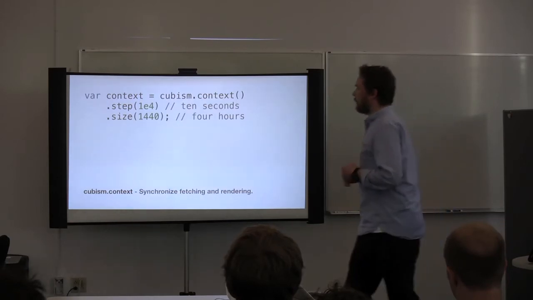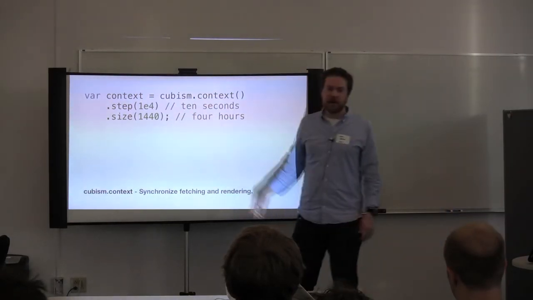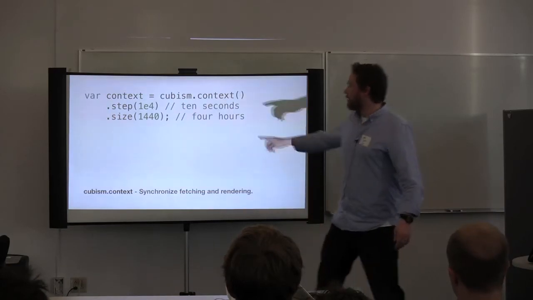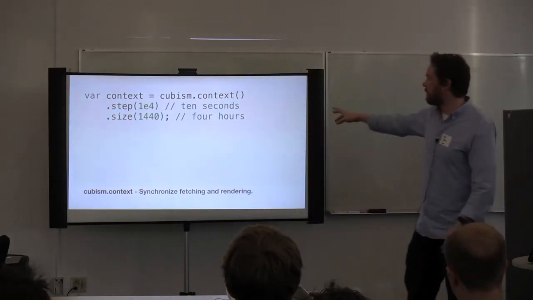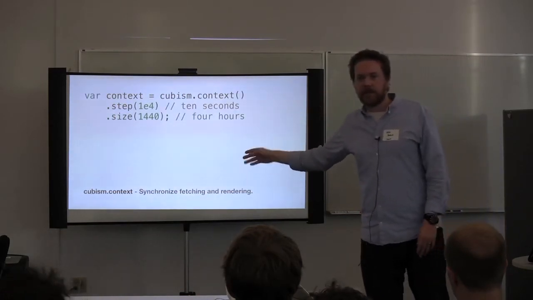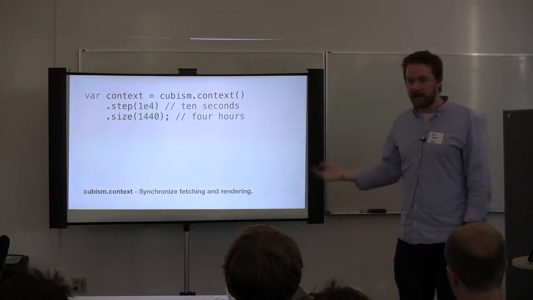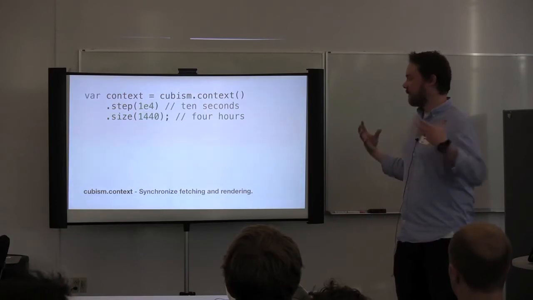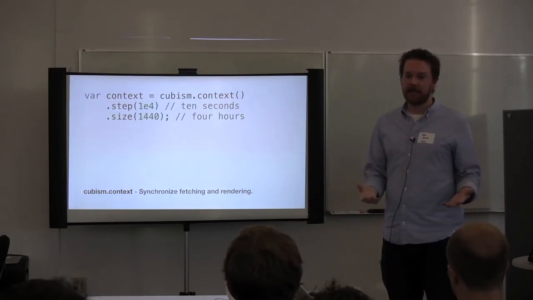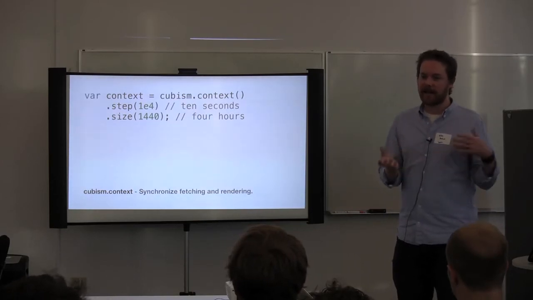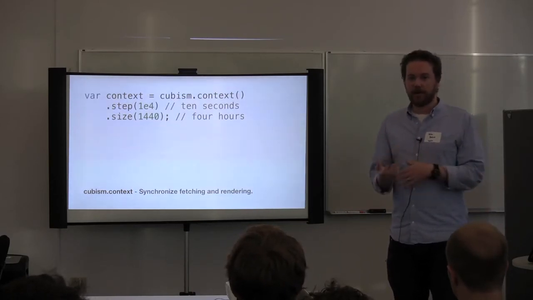Cubism is a little different. You still say that your chart is, in this case, 1440 pixels wide, but you actually specify what you want the resolution of each pixel to be. So in this case, I've said 10,000, which is 10 seconds in milliseconds. And the reason for that is that it sets the optimal resolution for how you're going to display it. So you don't have to worry about accidentally loading too much data or too little data.